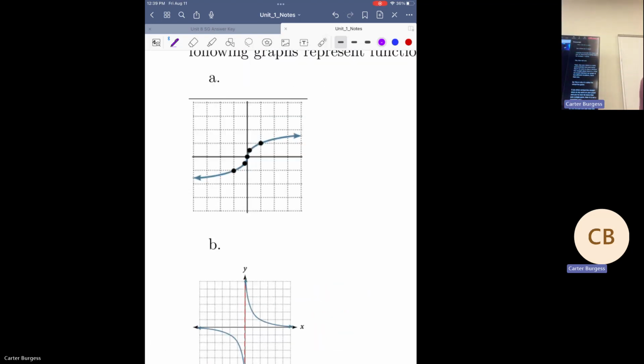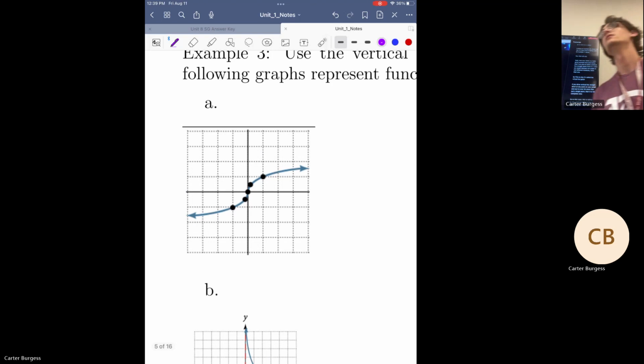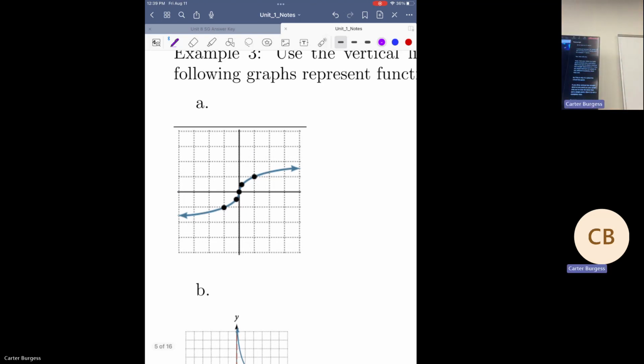Looking at A here, this one's a little bit tricky. If I were to give you something on a quiz or a test, I'd make it very clear whether it passes or fails the vertical line test. What is potentially the problem child here for whether this is a function or not? The 3 points in the middle. Yeah, maybe right at what's going on around 0.